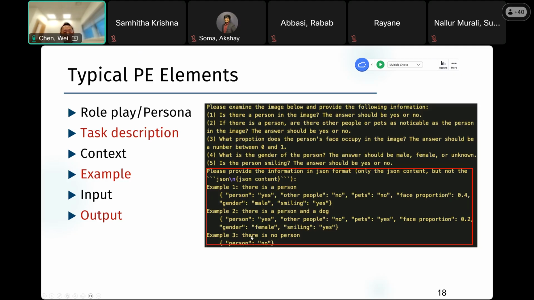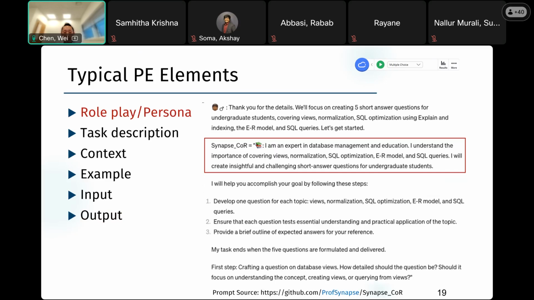So I was providing a few examples to the large language model so that it will understand and then follow the instructions here. So as you can see, I highlighted 3 elements here: the task description, the example, and the output in this one. For others, context, not so much. Role play persona, not so much. Input, not so much for this one. Maybe input, like there's an image, but that's pretty much what I did with this task. Okay, so these 3. Now let's look at a role play persona example.